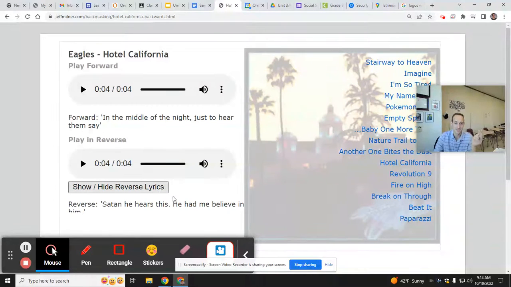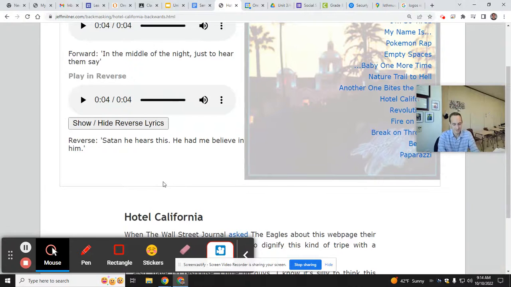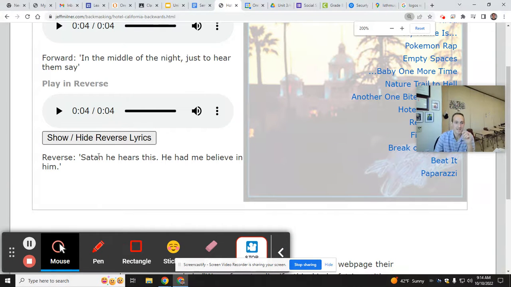He had me believe in him. So here are the reverse lyrics. I'll zoom in a little bit more so you can see it a little bit better. Satan, he hears this. He had me believe in him. So now you're going to be doing what's called top down perception. Listen for these lyrics.